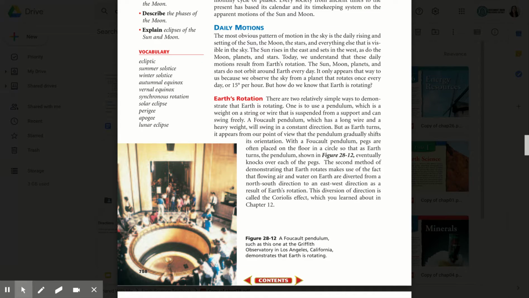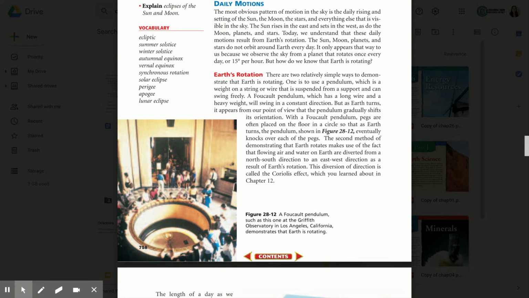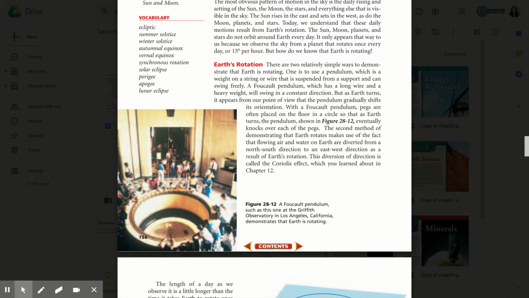There are two relatively simple ways to demonstrate that Earth is rotating. One is to use a pendulum, which is a weight on a string or wire that is suspended from a support and can swing freely. A Foucault pendulum, which has a long wire and a heavy weight, will swing in a constant direction. But as Earth turns, it appears from one point of view that the pendulum gradually shifts in orientation. With a Foucault pendulum, pegs are often placed on the floor in a circle so that as Earth turns, the pendulum, shown in figure 28-12, eventually knocks over each of the pegs.